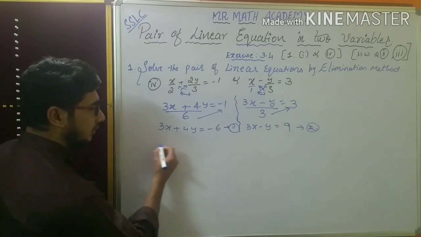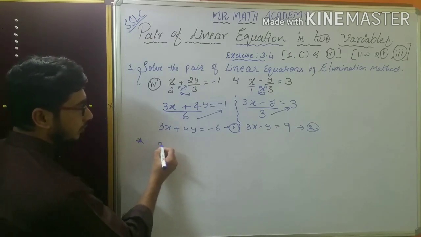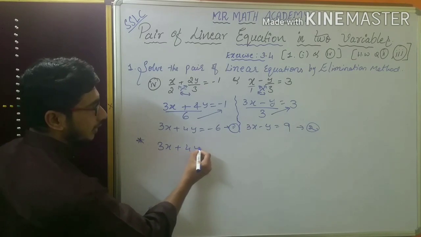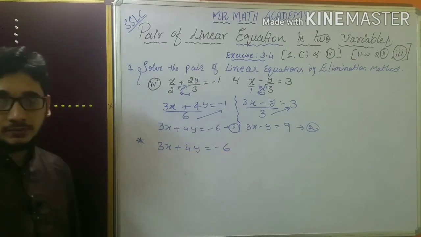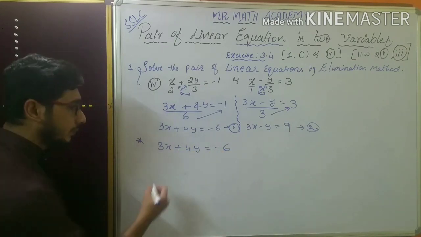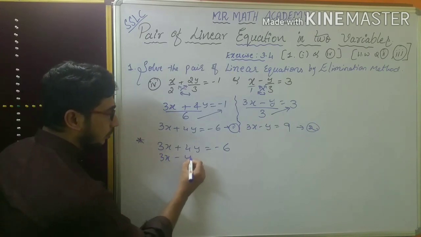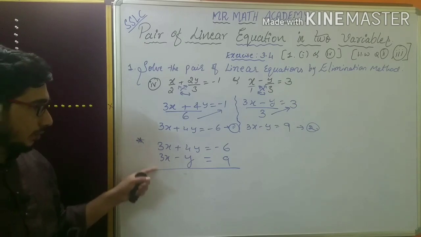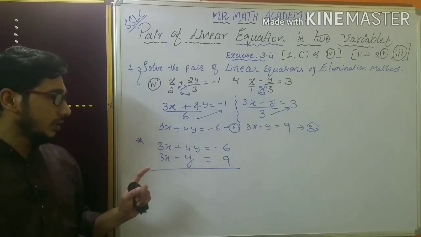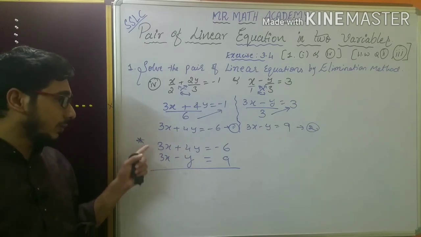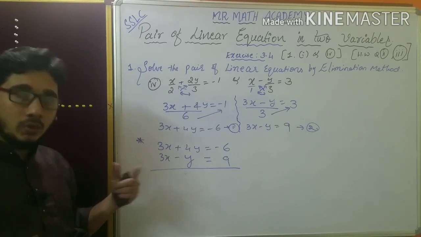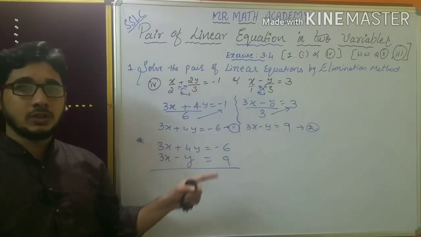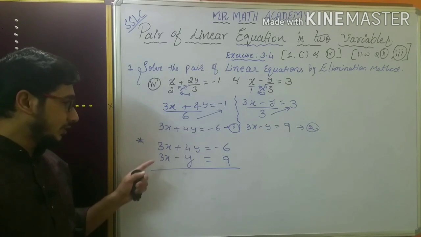So consider it like this: 3x plus 4y is equal to minus 6. Next, take this equation: 3x minus y is equal to 9. See, these two terms are equal now, 3x is equal here, but plus is there. I want to eliminate it because this is the elimination method. So I'll change the sign here.